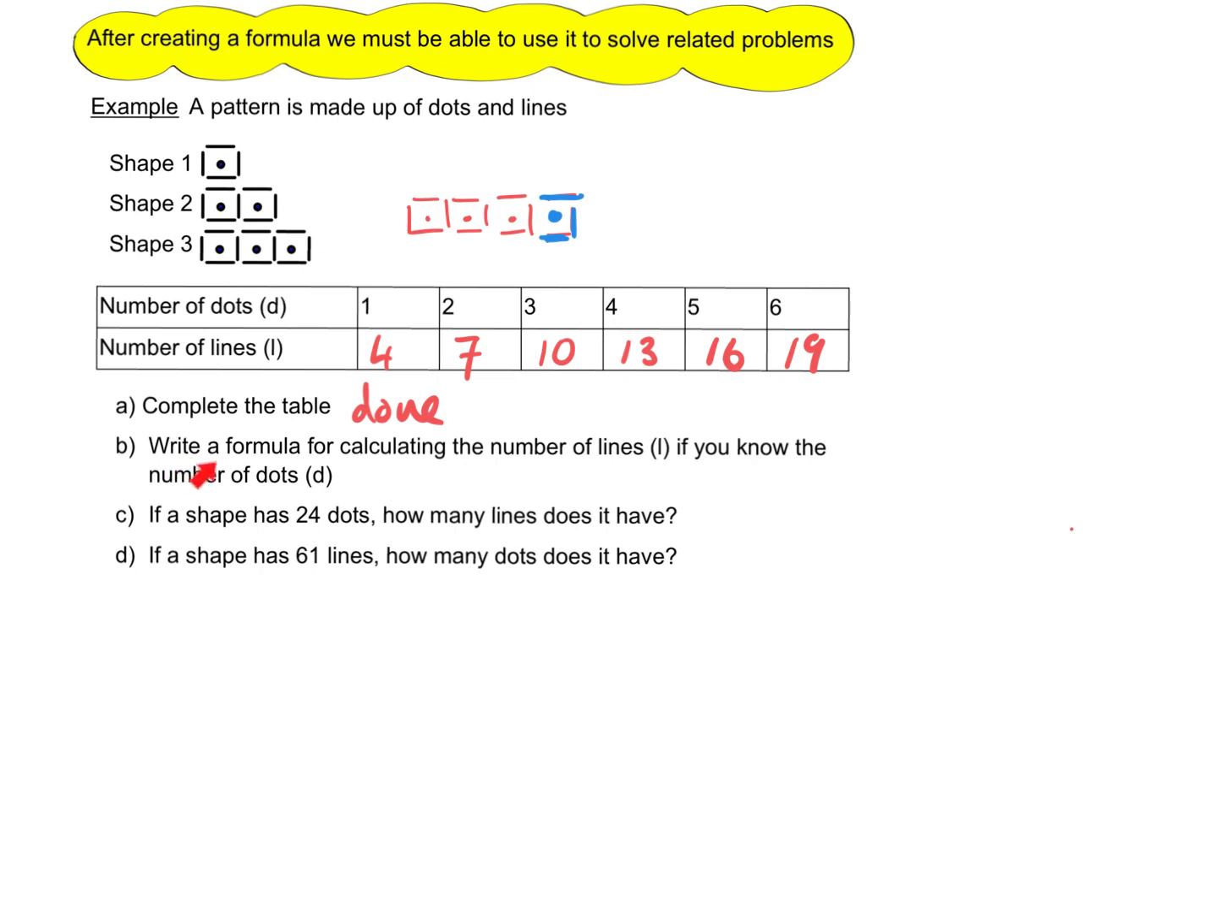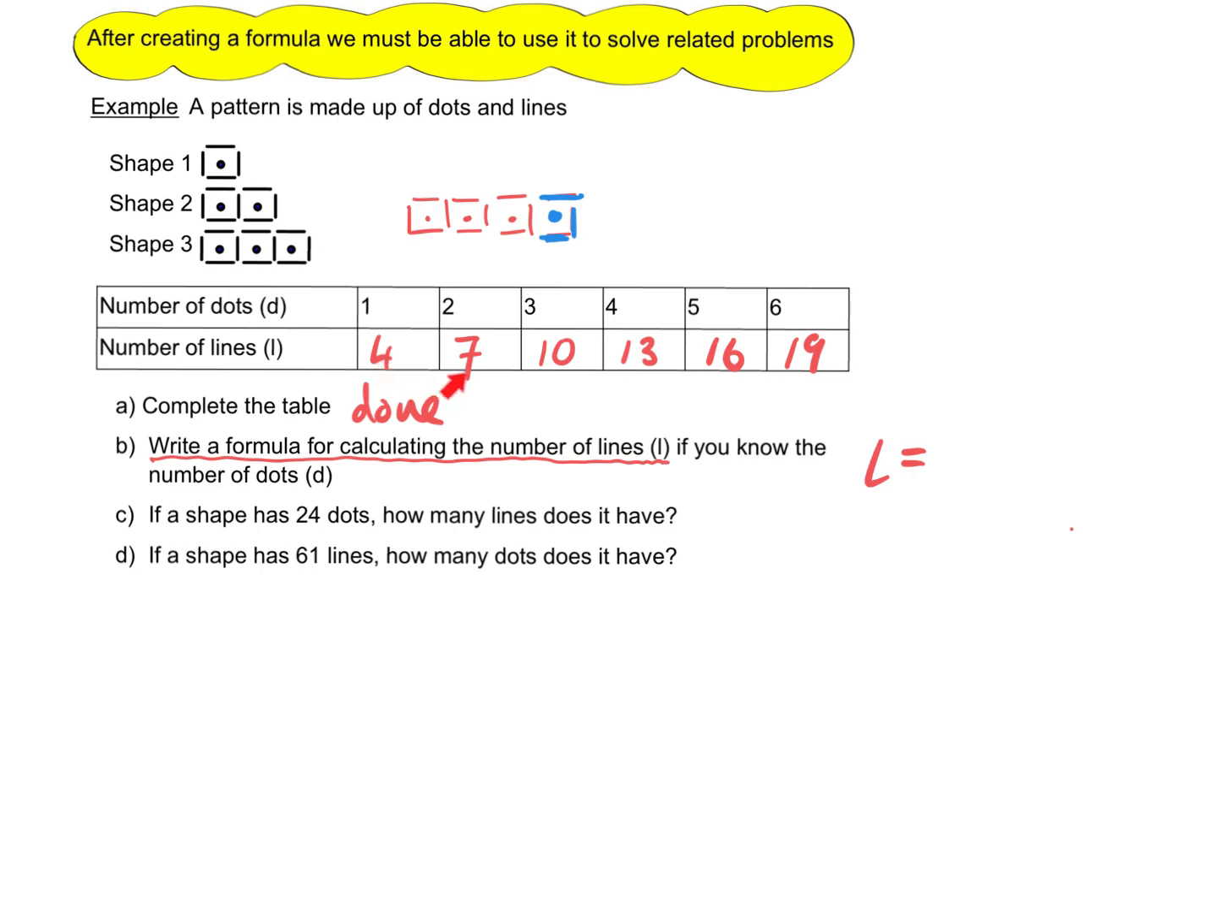Part B asks us to write a formula for calculating the number of lines if you know the number of dots, and it also has a letter representing each one. Now the number of lines is L, the number of dots in this case is D, and it tells you that there in the question. Now this is what we've been practicing on the previous slide, so what we need to do is first of all work out how we're going to start our formula. So again, the language here is really important. Write a formula for calculating the number of lines L. So if it's a formula to calculate the number of lines L, then it's going to start off with L equals.